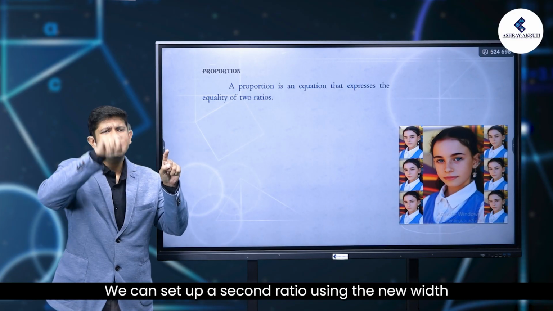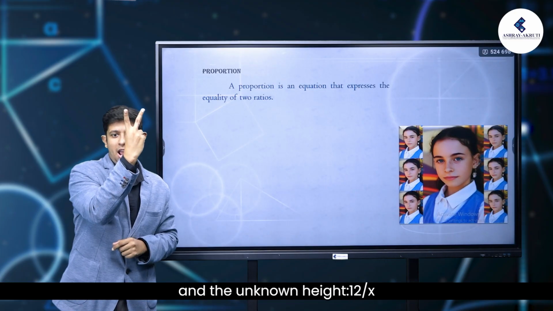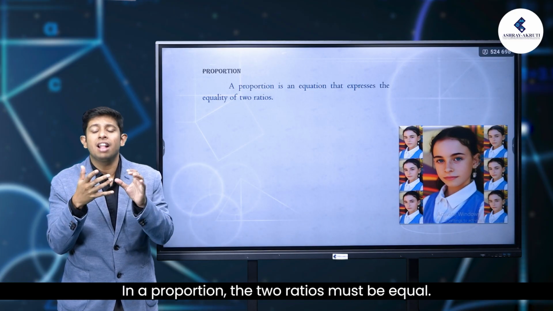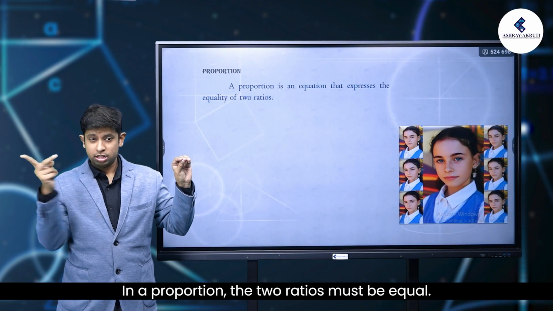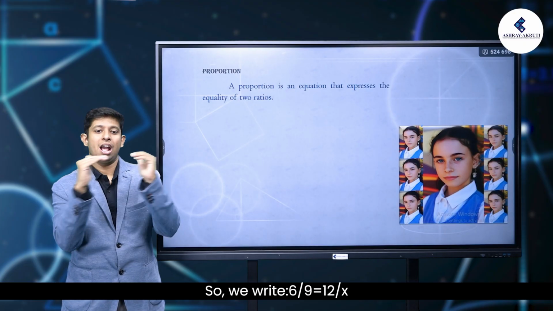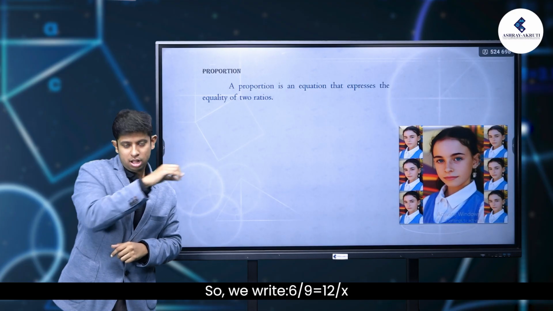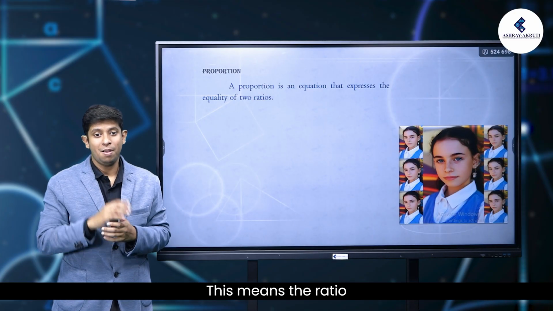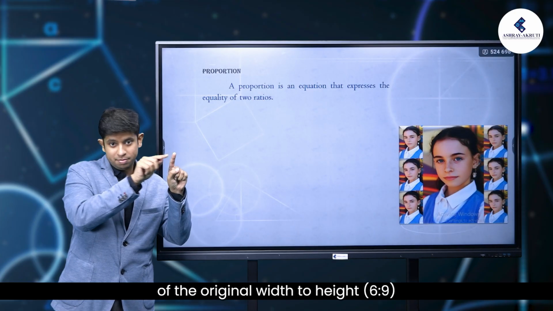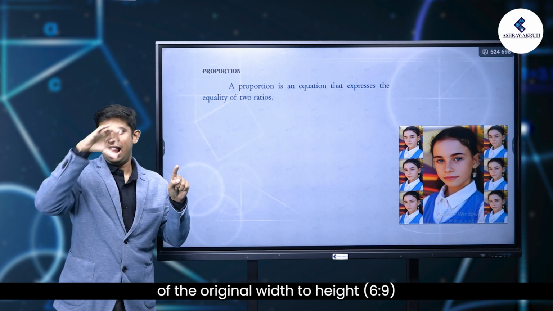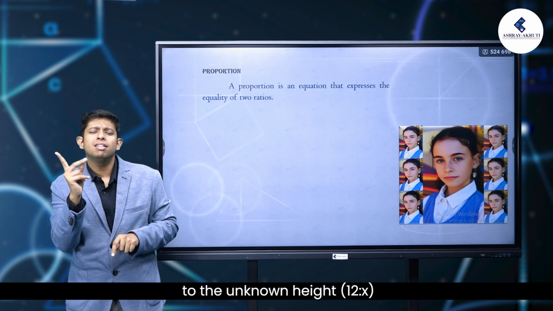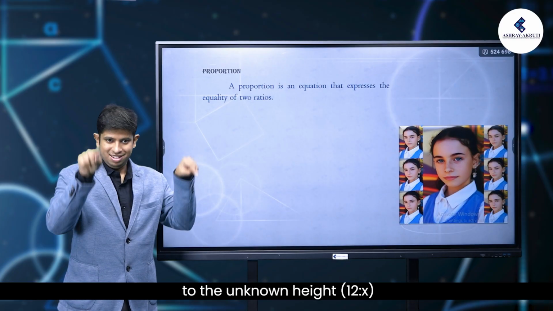We can set up a second ratio using the new width and the unknown height, 12/x. In a proportion, the two ratios must be equal. So we write 6/9 = 12/x. This means the ratio of the original width to height, 6 is to 9, is the same as the ratio of the new width to the unknown height, 12 is to x.